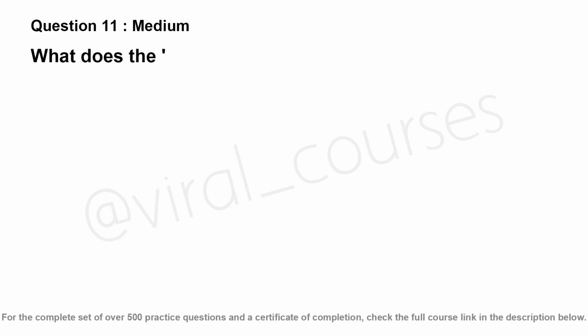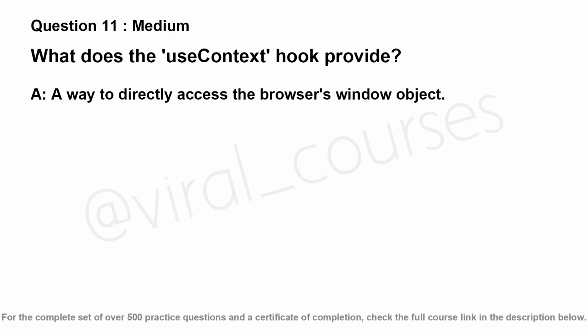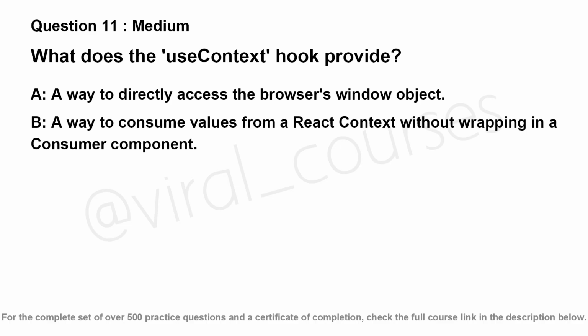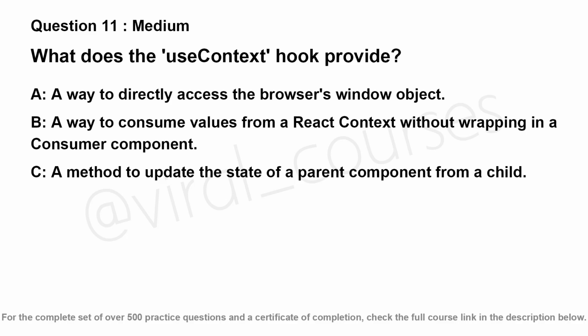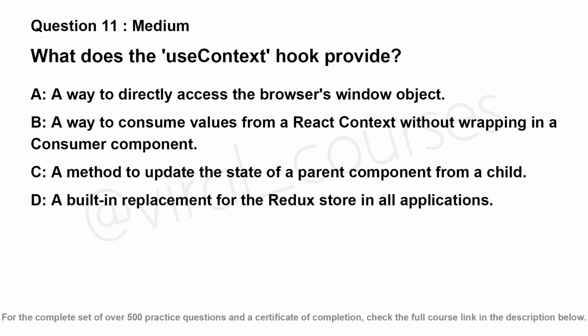What does the useContext hook provide? Option A. A way to directly access the browser's window object. Option B. A way to consume values from a React context without wrapping in a consumer component. Option C. A method to update the state of a parent component from a child. Option D. A built-in replacement for the Redux store in all applications.